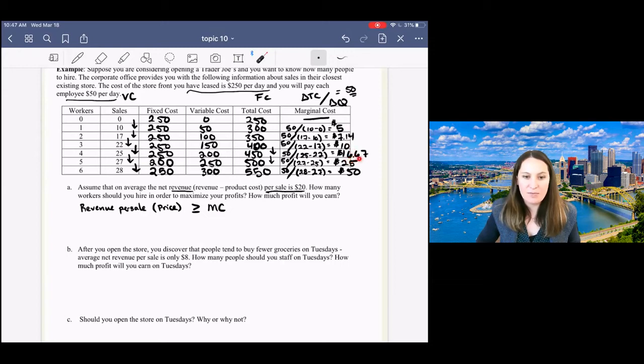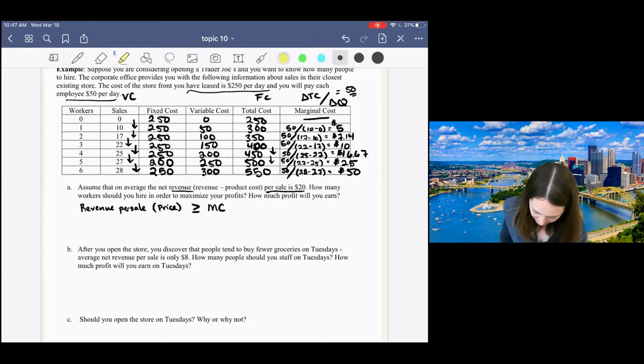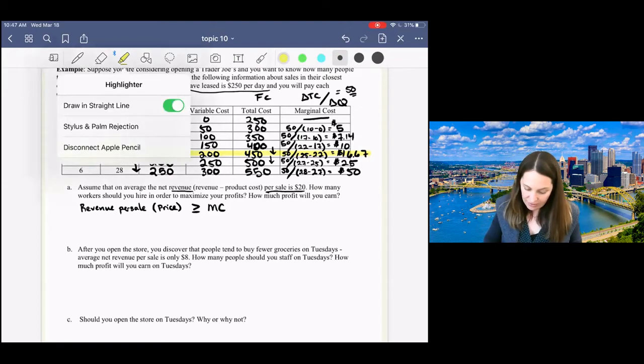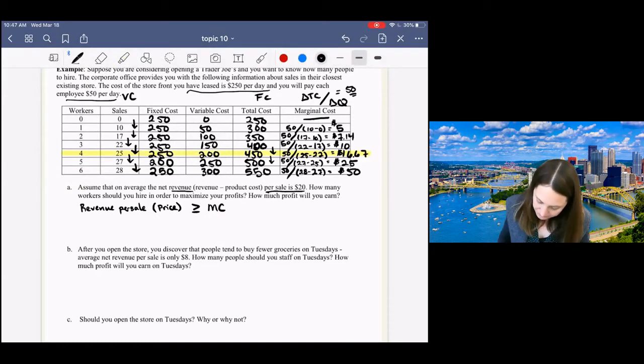So that stops being true right here. Let's highlight that. That is the last row where my revenues are bigger than my costs, okay? My marginal revenue here is bigger than my cost. So I'm going to stop producing here with 4 workers.